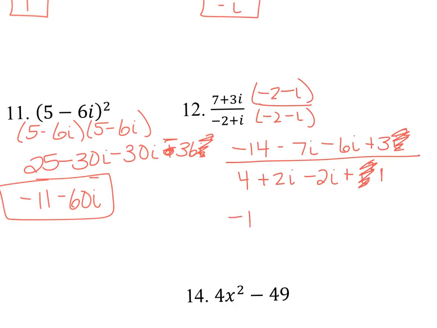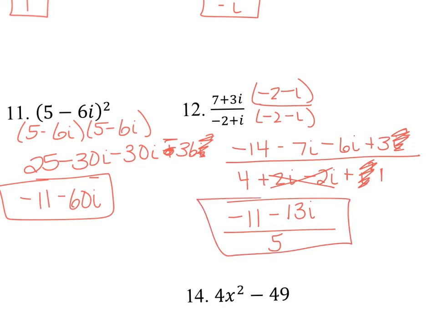I have negative 11 minus 13i all over 4 plus 1, which is 5, which again, I did a lovely job on my answer key and got incorrect. So those are the correct solutions.